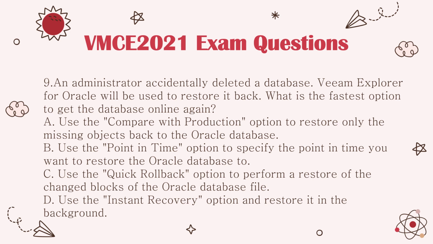A. Use the Compare with Production option to restore only the missing objects back to the Oracle database. B. Use the Point in Time option to specify the point in time you want to restore the Oracle database to. C. Use the Quick Rollback option to perform a restore of the changed blocks of the Oracle database file. D. Use the Instant Recovery option and restore it in the background.